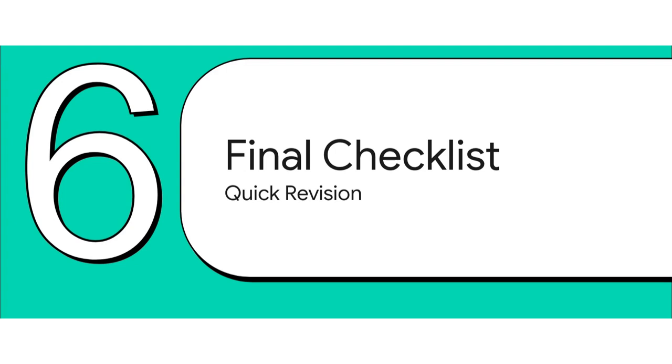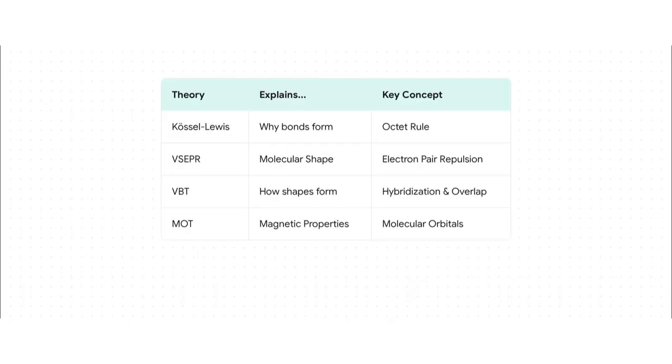Now it's time to bring everything together and revise all the important points before your exam. Chaliye, let's do a rapid-fire revision of this chapter. Take a look at this master's summary table. The Kossel-Lewis theory explains why bonds form, because of the octet rule. VSEPR explains the shape of molecules, based on electron pair repulsion. VBT explains how those shapes are formed, through hybridization and overlap. And finally, MOT explains properties like magnetic nature and bond order, using the concept of molecular orbitals.